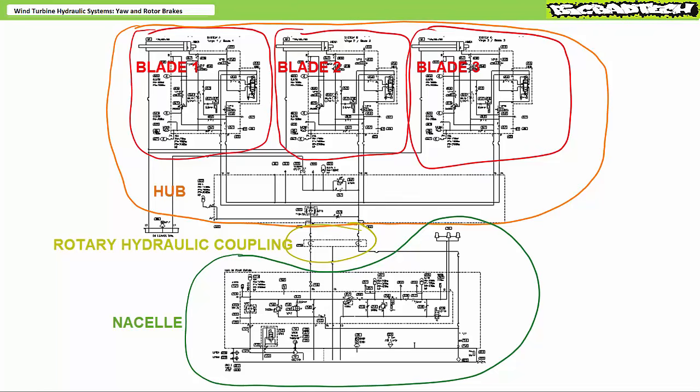If this was in fact a more massive turbine, we'd most likely see two double-acting cylinders in each pitch subsystem and another set of independently driven brake cylinders constituting yaw brakes and their associated valves controlling their function in close proximity in the nacelle hydraulics block.